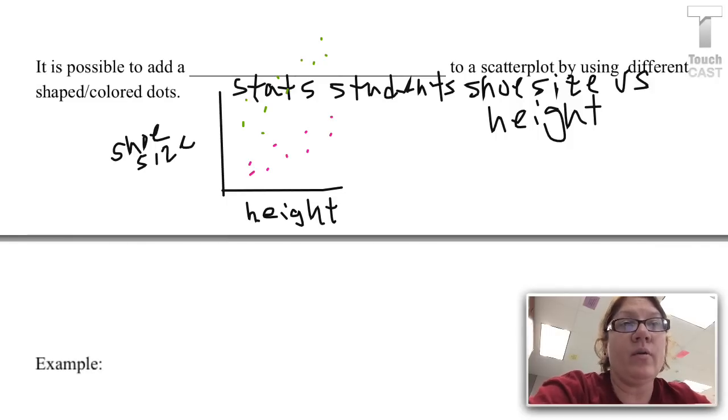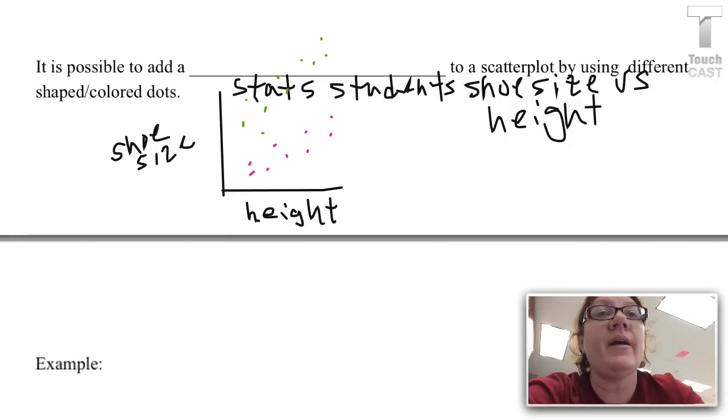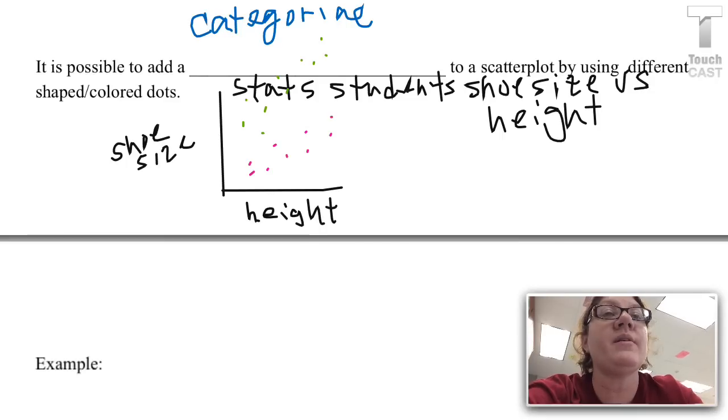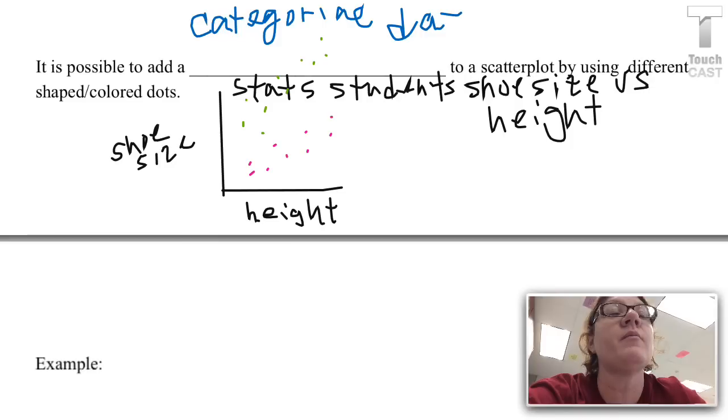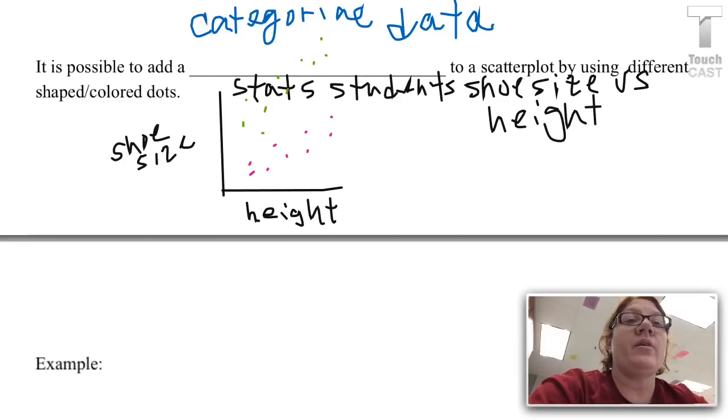Something that's kind of cool about scatter plots is I could add a categorical variable by doing something with either plus signs or little squares like your calculator does. We'll take a look at some of these in class tomorrow. Or I could use colored dots.